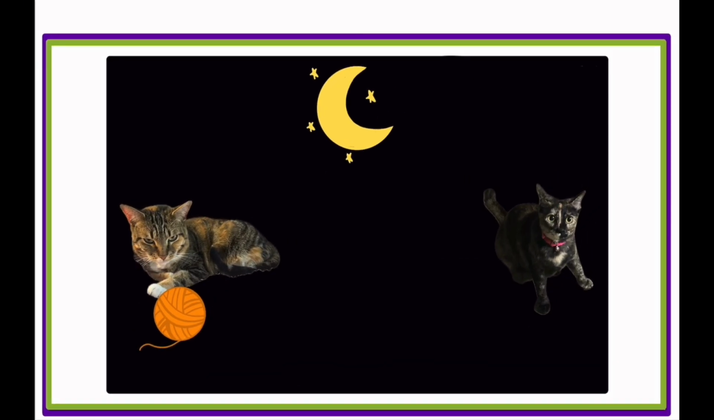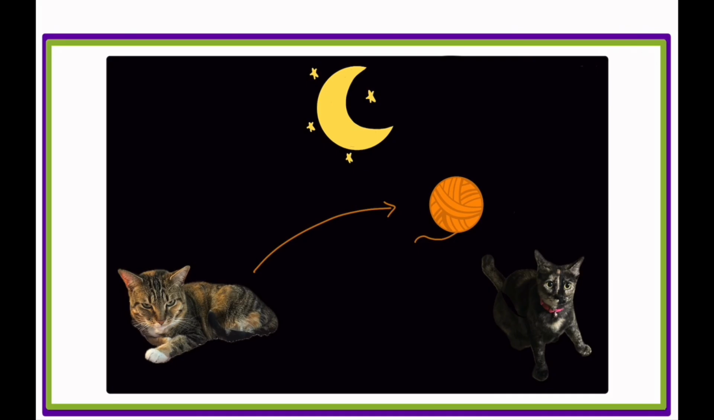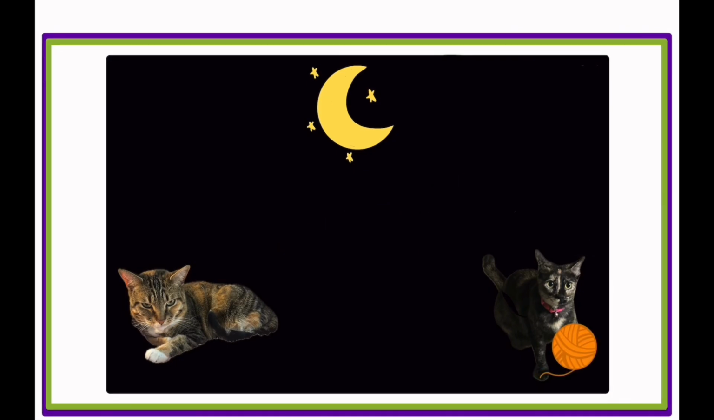Imagine two cats getting the zoomies late at night and playing with a ball of yarn. The cat that is holding the ball is the acid, while the cat that is empty-handed is the base, and the ball represents the proton. The acid cat throws the ball, and the base cat catches the ball.